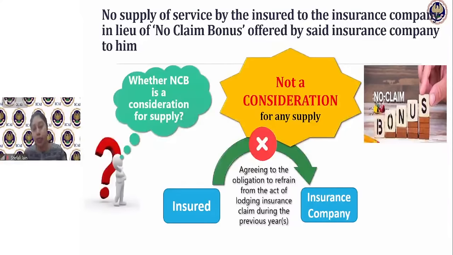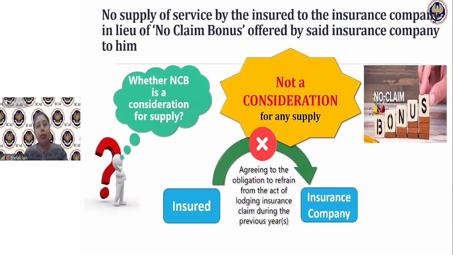And how do they give that bonus? In your next year's premium, when they charge you next year's premium, they deduct that no claim bonus. For example, the next year's premium was rupees 100 and the no claim bonus was rupees 20. So the person has to pay next year only 80 rupees as premium. So this is how they give the no claim bonus to the person for not lodging an insurance claim during a particular year. Now, the question which arose was whether this no claim bonus is a consideration for some supply. So the answer was no.